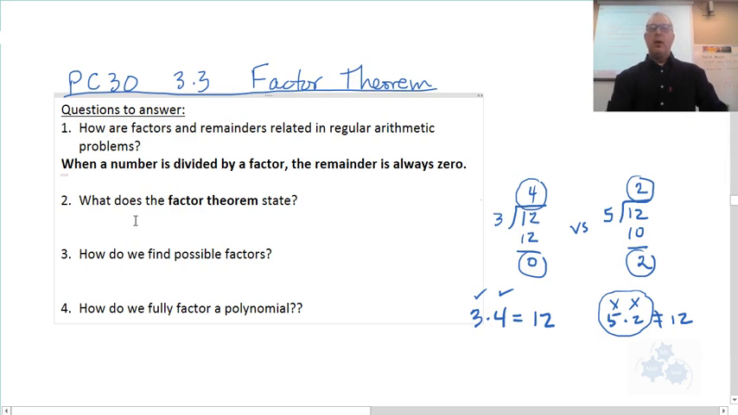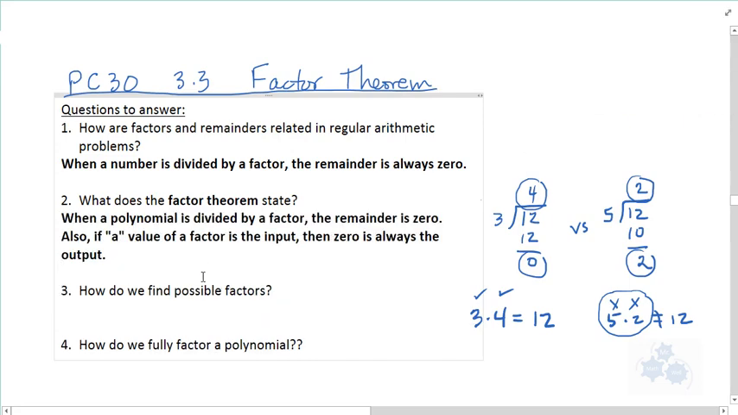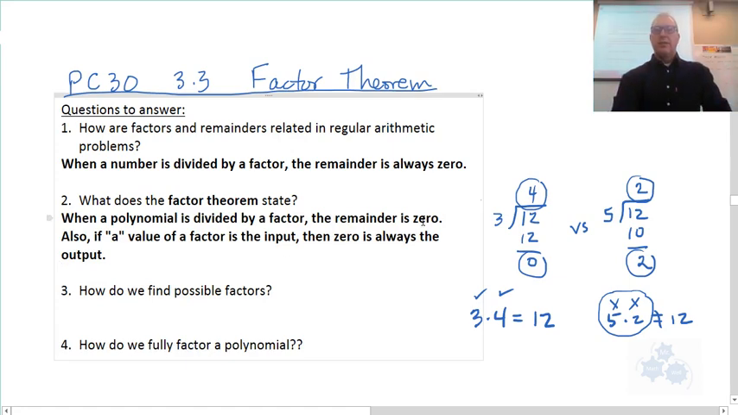Okay. What does the factor theorem state? Well, when a polynomial is divided by another polynomial and the remainder is 0, then that second polynomial that we did the dividing by is a factor. So let's summarize that. When a polynomial is divided by a factor, the remainder is always 0. And that is when you put the a value into the polynomial, 0 will always be the output if that's a factor.